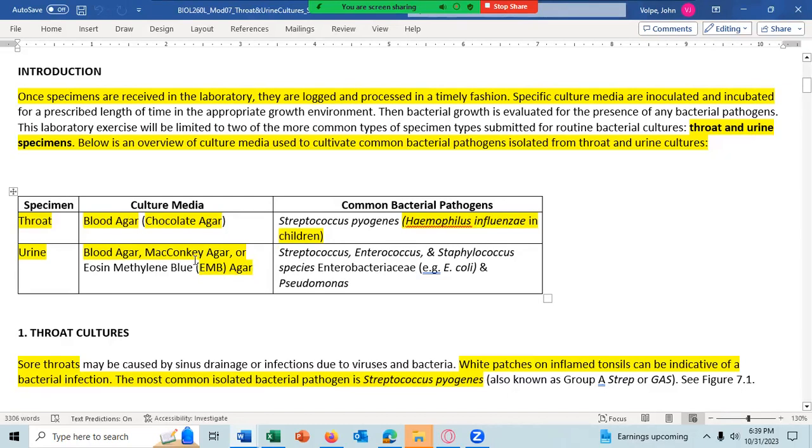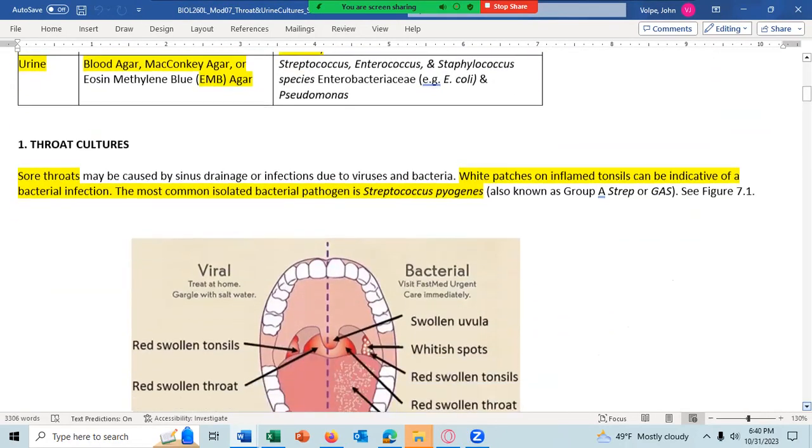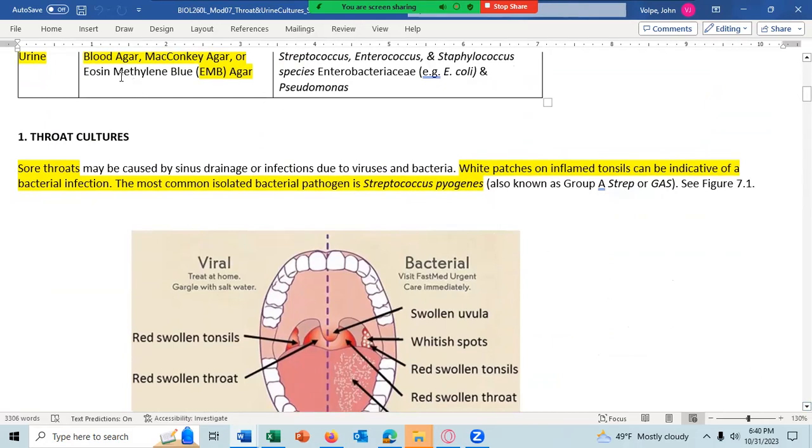Obviously, the fact that we're growing it on MacConkey's agar and EMB agar should let you know that the majority of the urine pathogens are gram-negatives. And that's why we grow it on MacConkey's or EMB agar, is to help look at the gram-negatives. Any question about any of that? But for a urine culture, you always grow it on blood agar, and then one or the other, either MacConkey's or EMB.